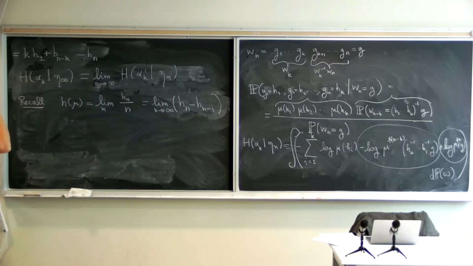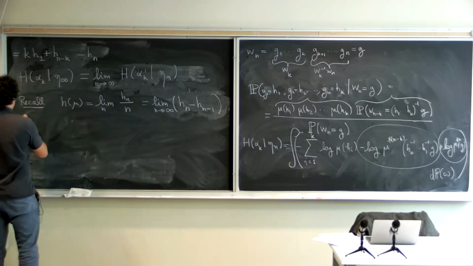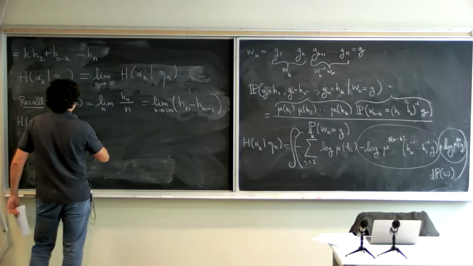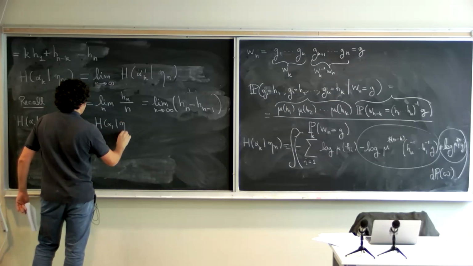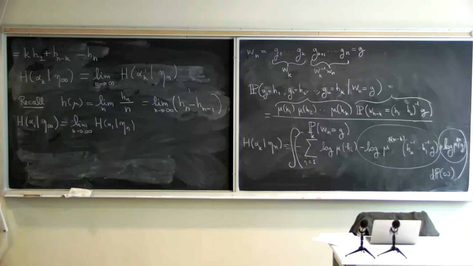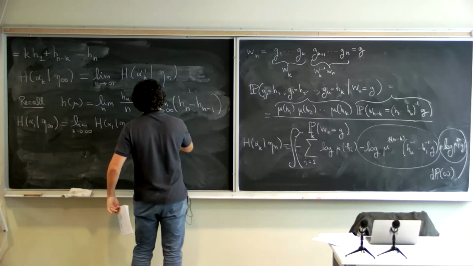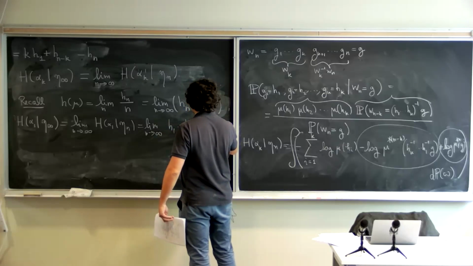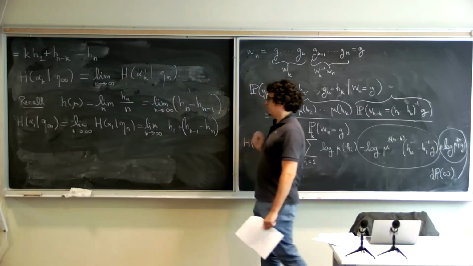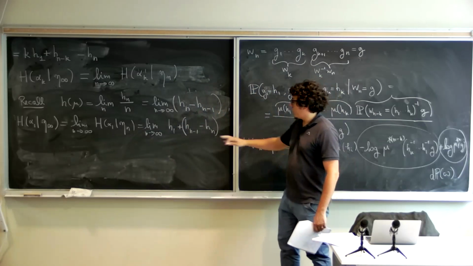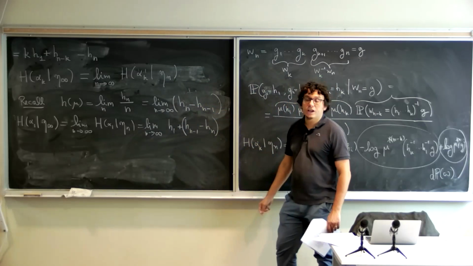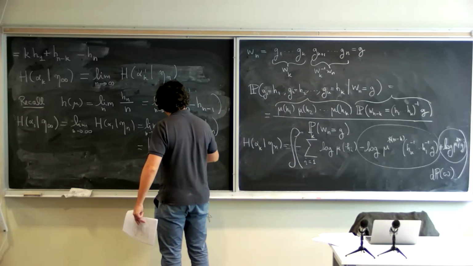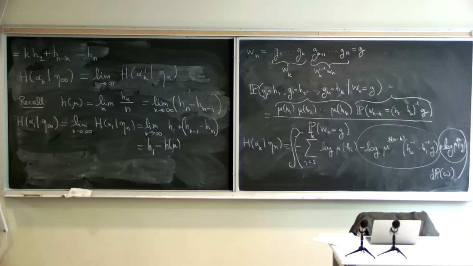So for k equals 1, if you do H of alpha 1 given eta infinity, this is the limit as n goes to infinity of H of alpha 1 given eta n. So this is the limit of H1 plus Hn minus 1 minus n Hn. This one converges to the asymptotic entropy. So in the end, you get H1 minus H mu, which means the asymptotic entropy. You can call that H infinity.